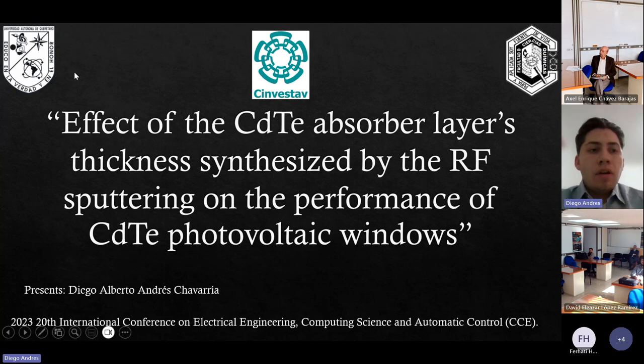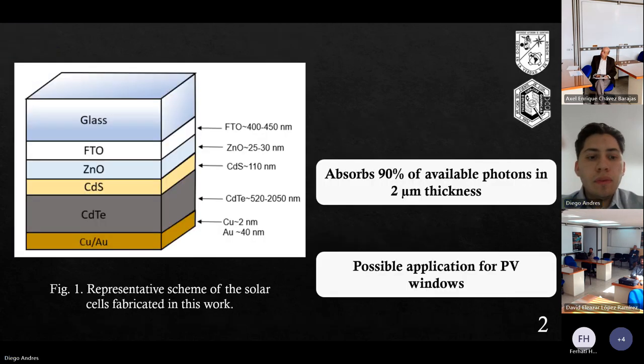Okay, thank you very much for your time. My name is Diego Alberto Andres Chavarria. I will present my scientific article under the name of Effect of the CdTe Cadmium Telluride Absorber Layers Thickness Synthesized by RF Sputtering on the Performance of CdTe Cadmium Telluride Photovoltaic Windows. So this presentation is all encompassed in one aspect: to see how we can reduce the thickness of cadmium telluride to make a possible application for photovoltaic windows.